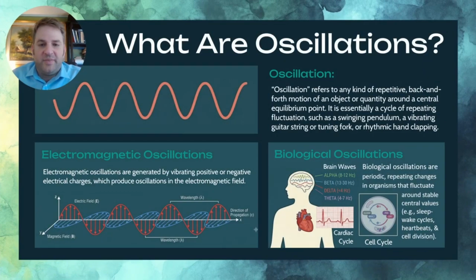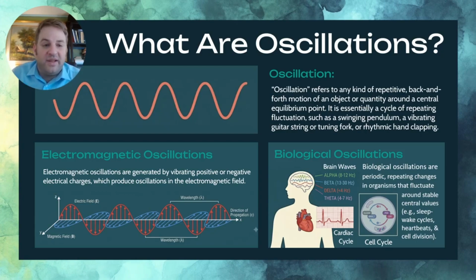First, since we'll be talking about oscillations, I'd like to take a moment and ask, what are oscillations? Well, an oscillation, not just in physics, but in general, refers to any kind of repetitive back and forth motion of an object or quantity around a central equilibrium point. It is essentially a cycle of repeating fluctuation, such as a swinging pendulum, a vibrating guitar string or tuning fork, or even rhythmic hand clapping.